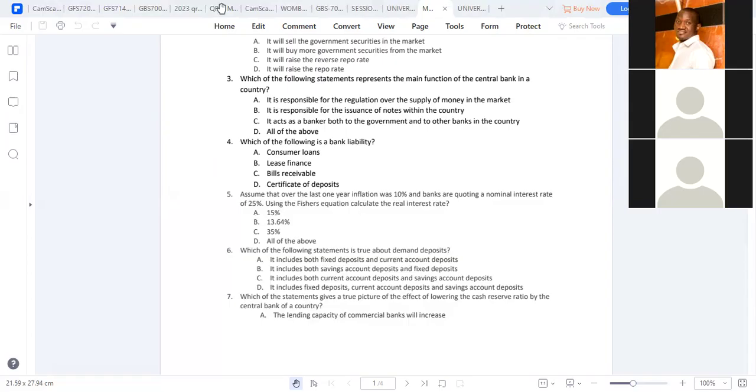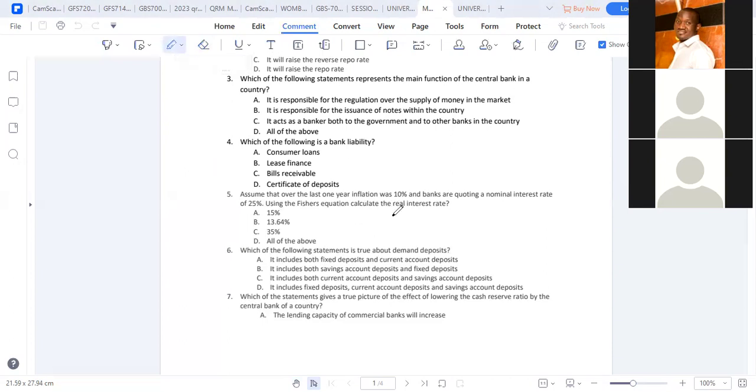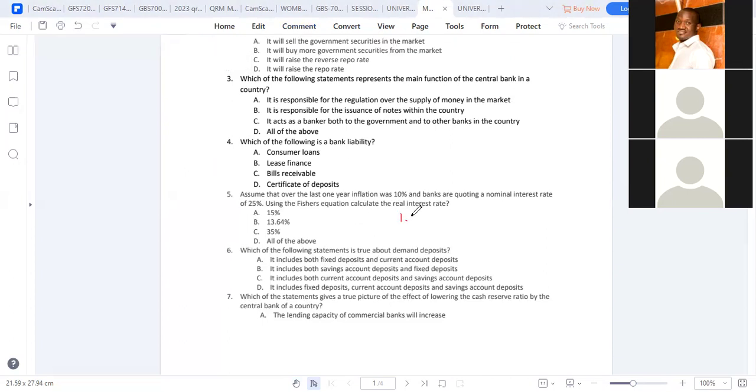So what are we going to do? If you have a calculator, what are we getting? The formula is 1 plus 25%, which is 0.25, divided by 1 plus inflation rate, which is 1.1, minus 1, times 100. What are we getting? 18.64. Okay.